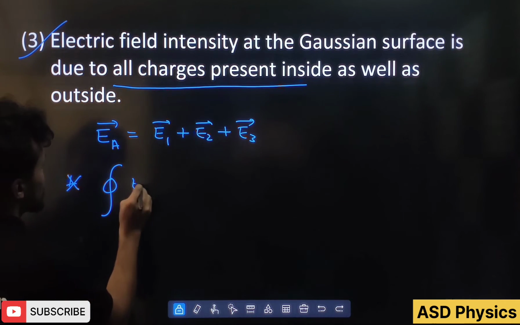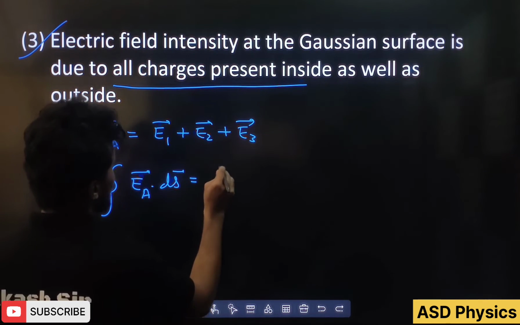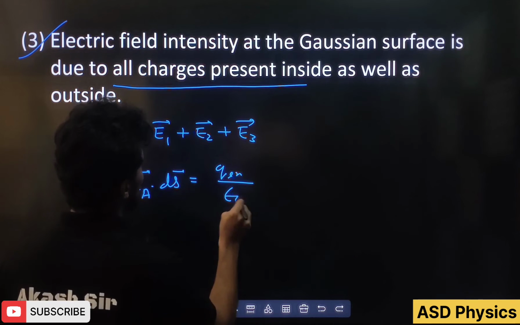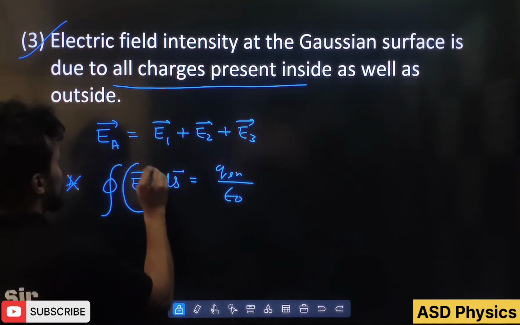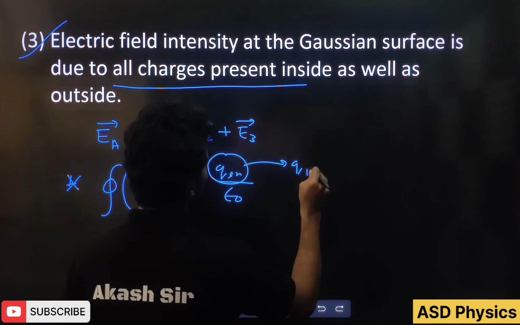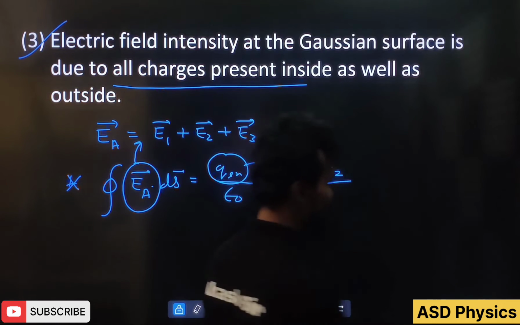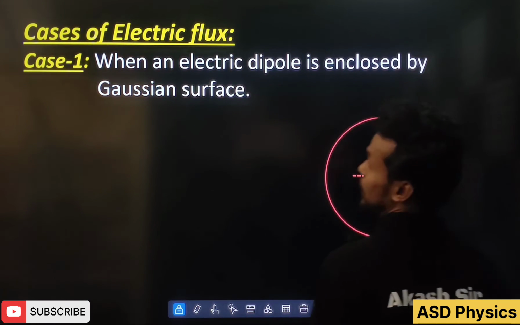Now the closed integral: if I write here EA dot ds equals charge enclosed by epsilon naught. So as I told you, this electric field is due to all the charges. But which charge is the enclosed charge? Only Q1 plus Q2. Outside charge does not matter. Okay, students? Great. Now, students, let's see.